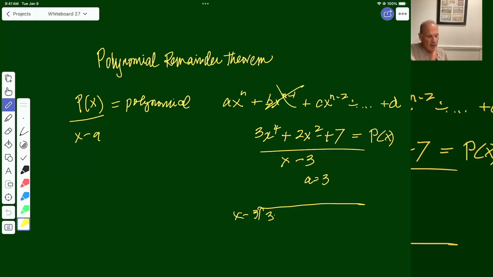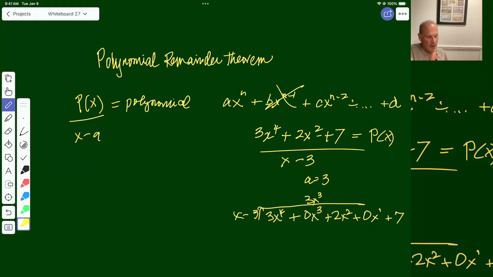So we have 3x to the fourth. And then, I don't know if you remember, sometimes it's easier if you fill in the missing degrees, right? So there's 0 times x to the third plus 2x to the second plus 0x to the 1 plus 7, right? Okay, we're going to divide that. x minus 3 goes into that 3x to the third times. That's why I'm putting it in the x to the third column. The degree column is like the hundreds place in long division.